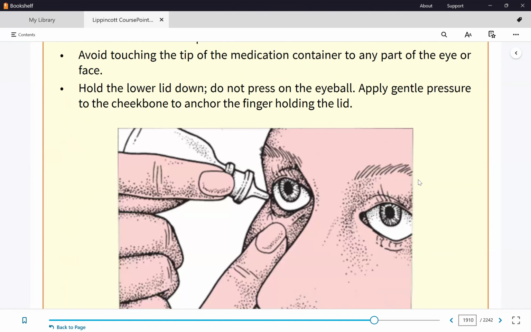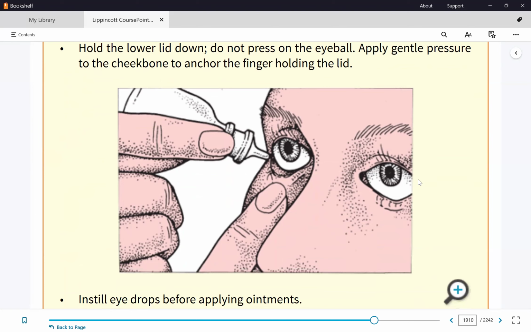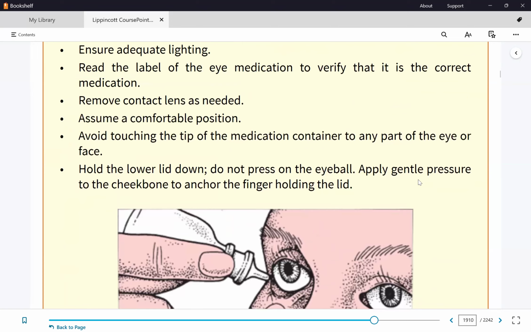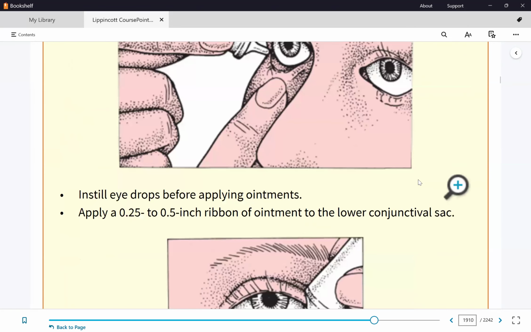So where do we drop the eye drop? Not on the eyeball. It's only on the lower conjunctival sac. Now, why do we wait? Let me show you the procedure here.